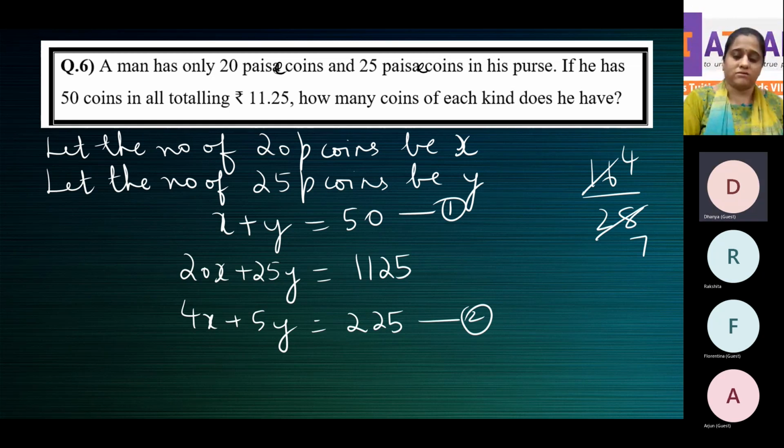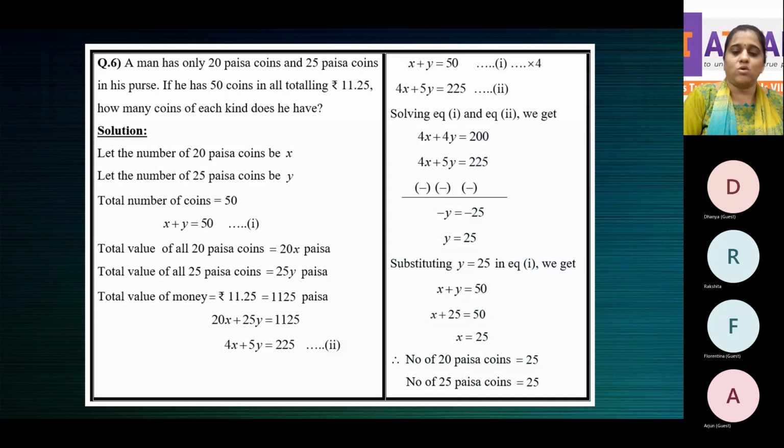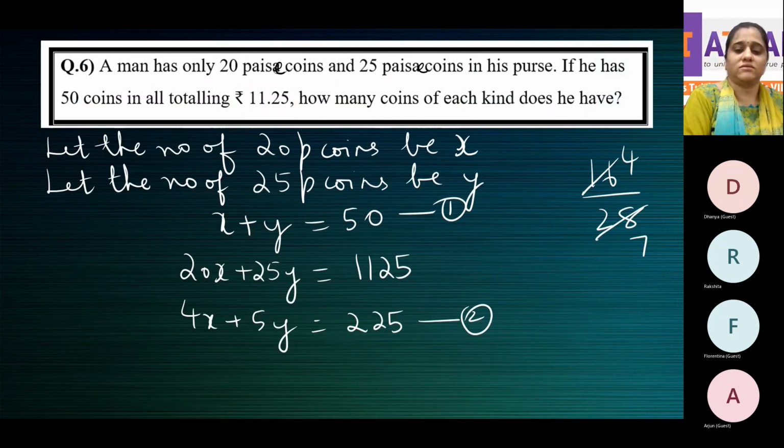X is 25 and y is also 25. I'm also getting 25 and 25. Very good, Arjun. Very good.